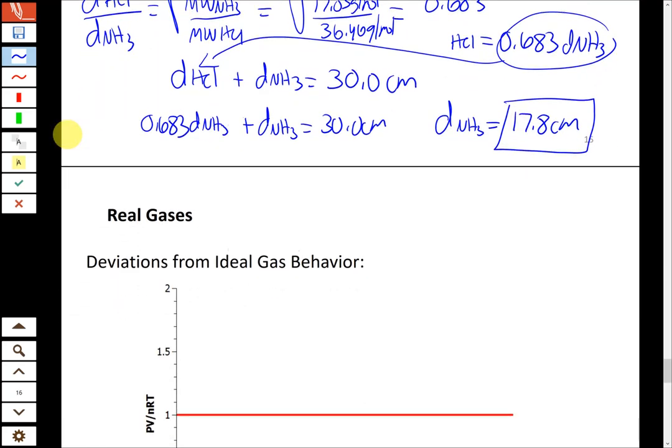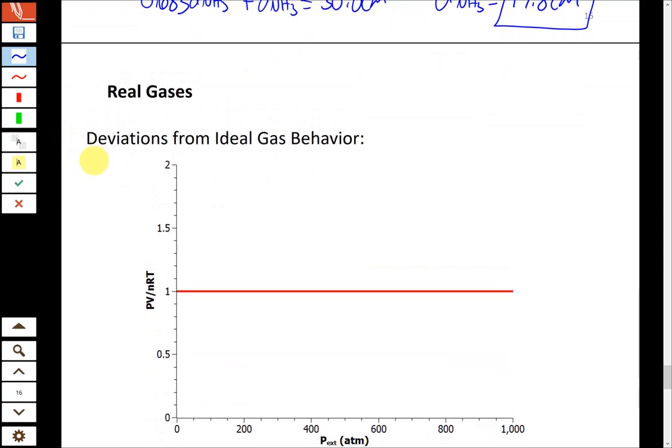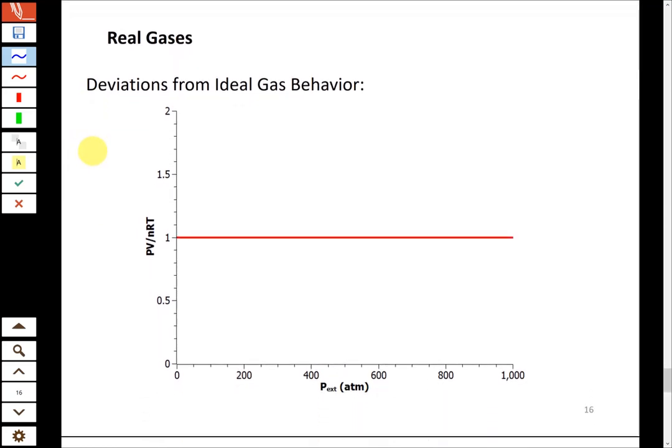All right, so the last thing we're going to talk about in this chapter, which is purely conceptual at this point, is going to be real gases.